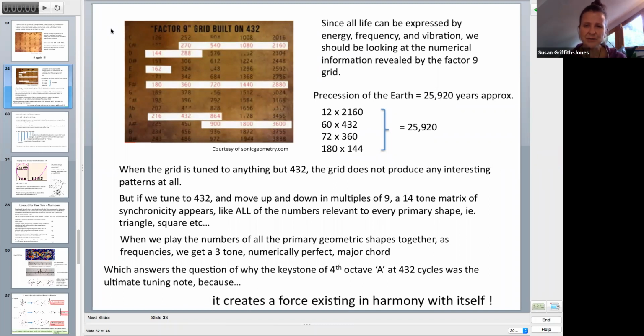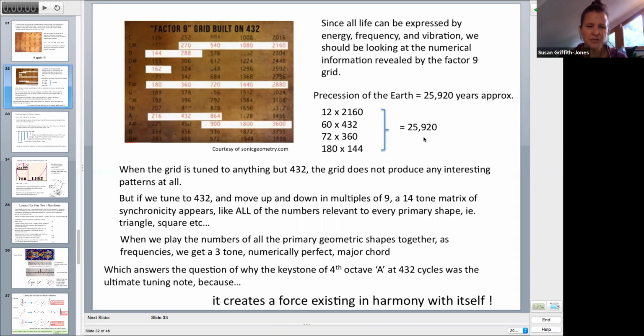Cosmically, the precession of the Earth is roughly 25,920 years. Again, we see these numbers: 12, 60, 72, 180. 12 times 2160, 60 times 432, 72 times 360, 180 times 144. These are all numbers which occur in the factor 9 grid, which equals 25,920, the precession of the Earth, which is the movement of the whole universe around its axis, one turn of the whole universe around its axis.